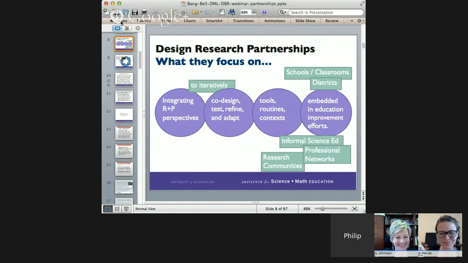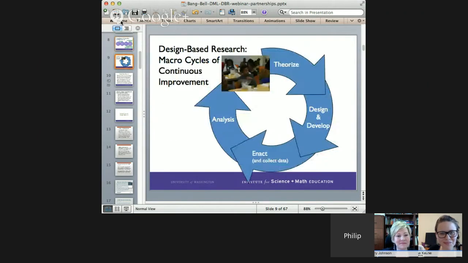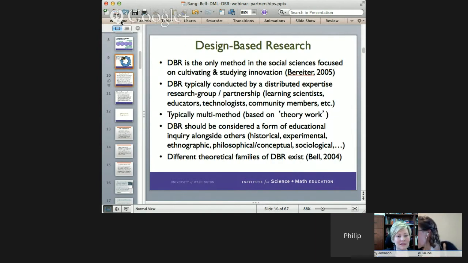So this is the lovely build that you all missed. Just to get a sense of the work of a design research partnership, and I won't narrate the slide, but this is the iterative macro cycle of the work as you go through phases of different dimensions of the work, and then here we are.